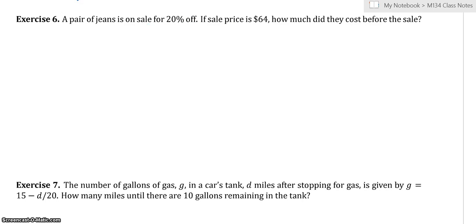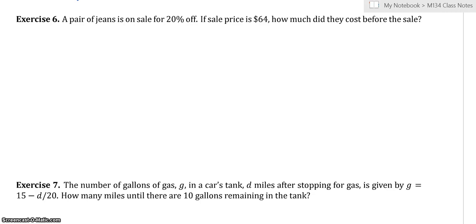Exercise 6. I'm going to go ahead and do this together since this is a little tougher. If you want to try it on your own, don't hesitate to pause. This one says a pair of jeans is on sale for 20% off. If the sale price is $64, how much did they cost before the sale? The reason this is a little tougher is they did not give us the formula. We have to come up with it on our own.